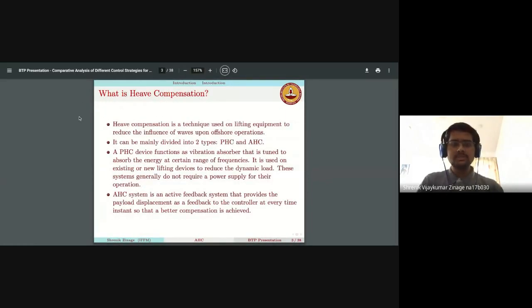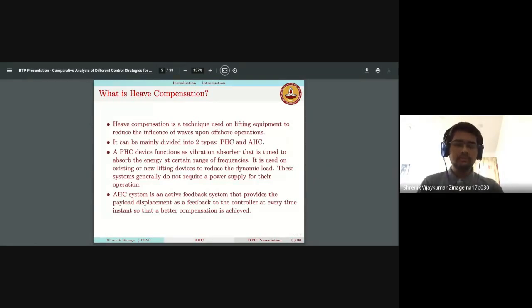Starting with what is heave compensation. It is basically a technique that is used for lifting equipment to reduce the influence of waves upon offshore operations. Heave compensation methods are mainly divided into 2 types, one being passive heave compensation and the other being active heave compensation. A passive heave compensation is somewhat like an open loop system that is only used to absorb energy at certain ranges of frequencies. The demerit of passive heave compensation is that though it takes less power, the compensation performance is quite less as compared to active heave compensation.